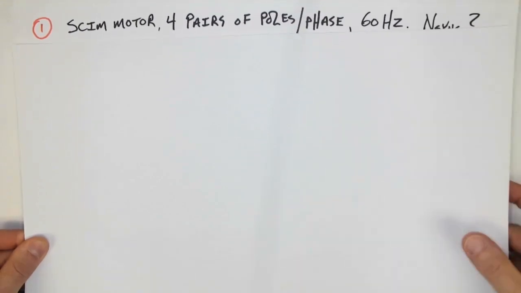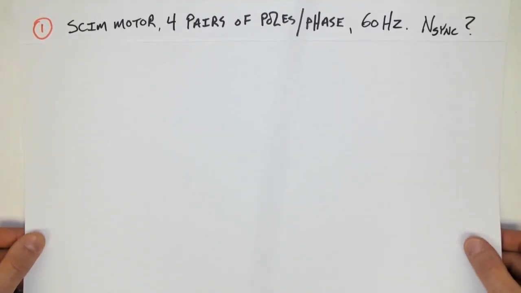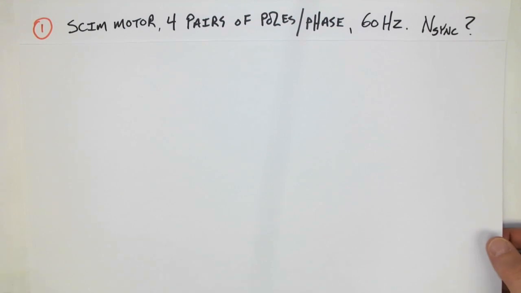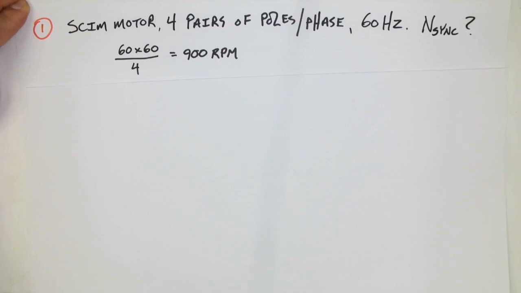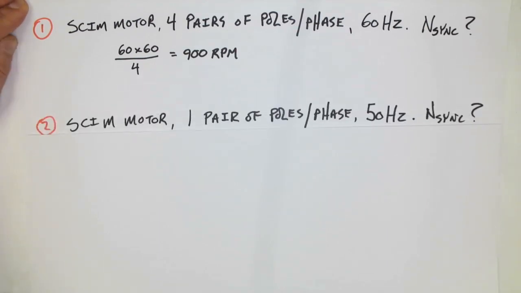This is a SCIM motor, and it has 4 pairs of poles per phase and operates at 60 hertz. What is the synchronous speed? Well, all we do is plug in the values, and like I said before, it really does not matter which of those two equations you utilize. I'm choosing to use the one with the 60 multiplier, which means I'm counting the number of pairs. Second question, 1 pair of poles per phase and 50 hertz. What's the synchronous speed? Well, 60 times 50 divided by 1 gives me 3,000 RPM.